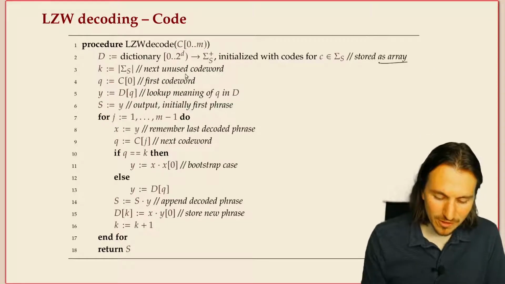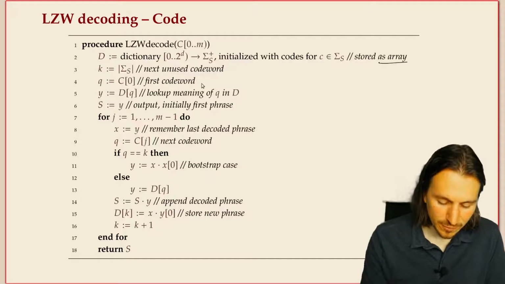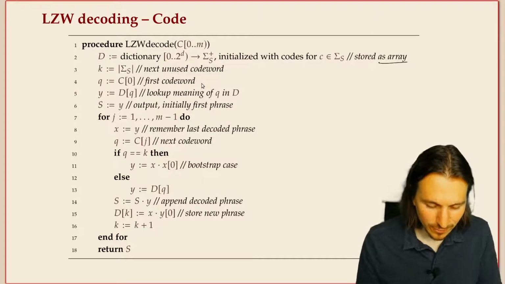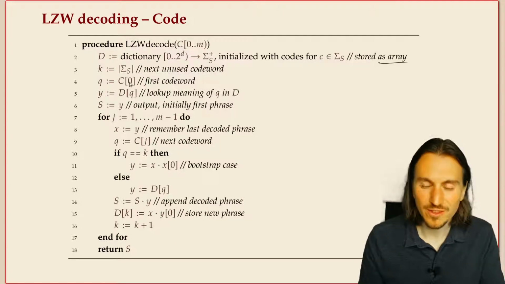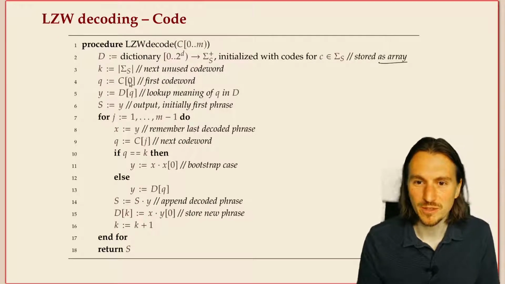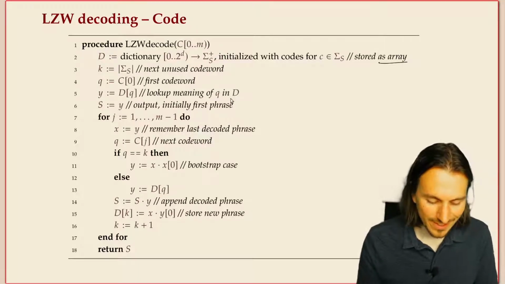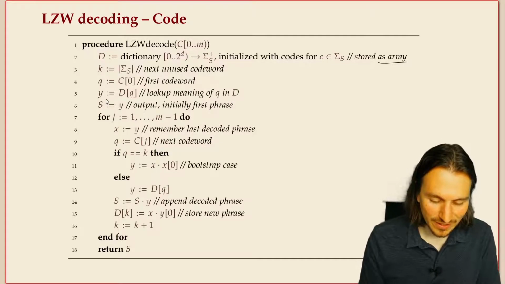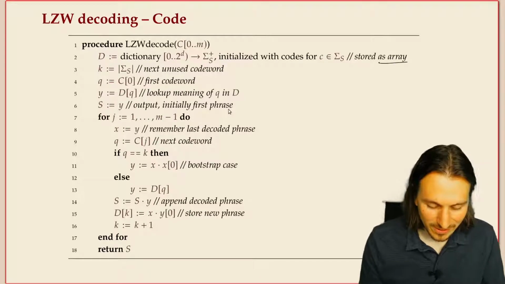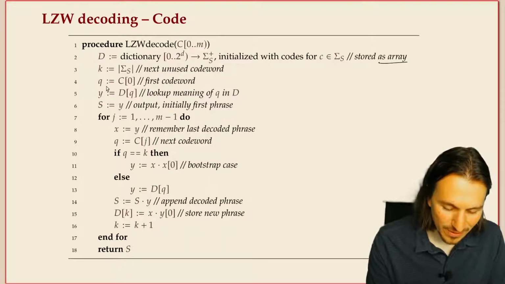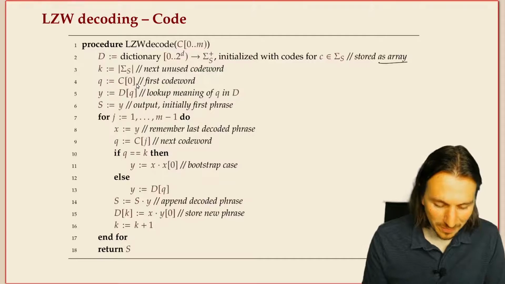So we have similar variables as before. The next free code word, the first code word in the coded text that is the next thing that we're decoding. And then the next phrase, and initially, well, we start with whatever the first phrase is.